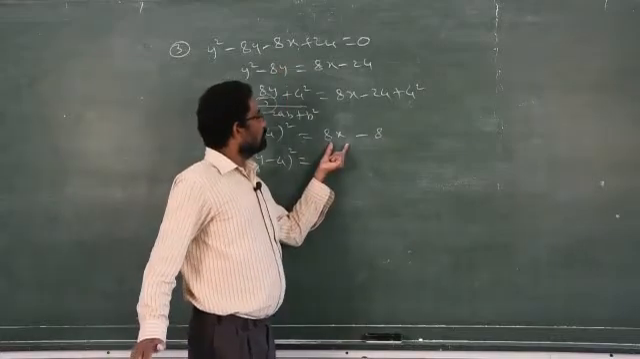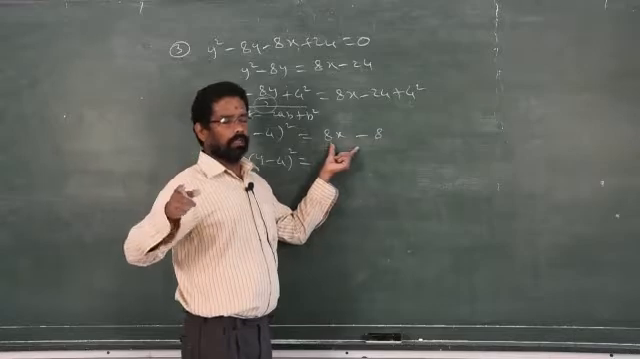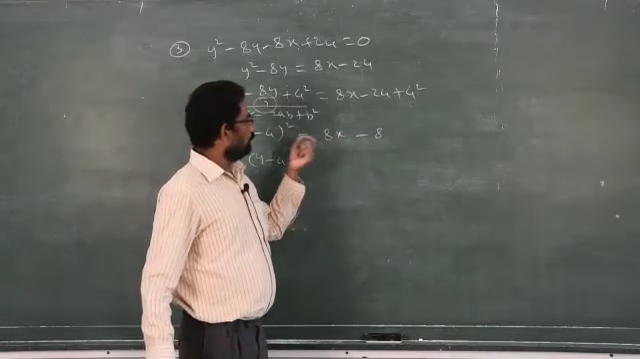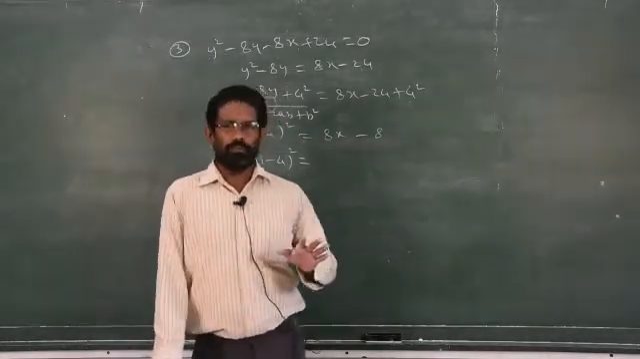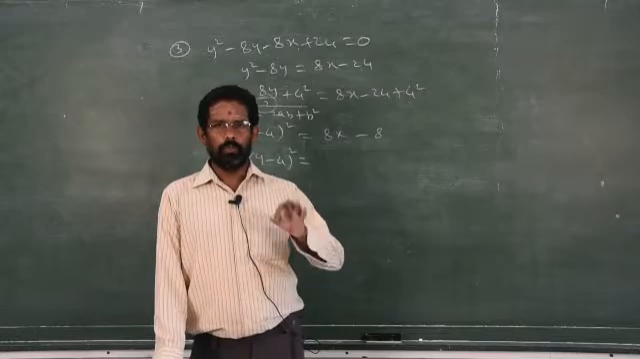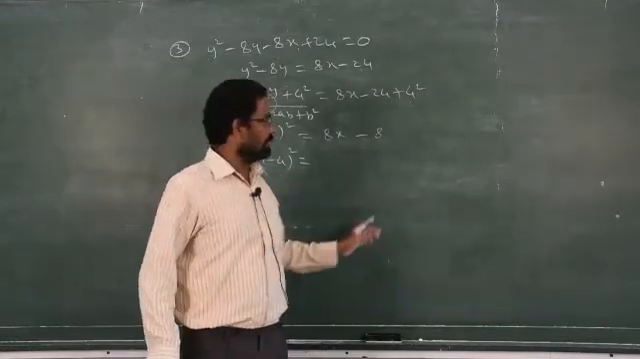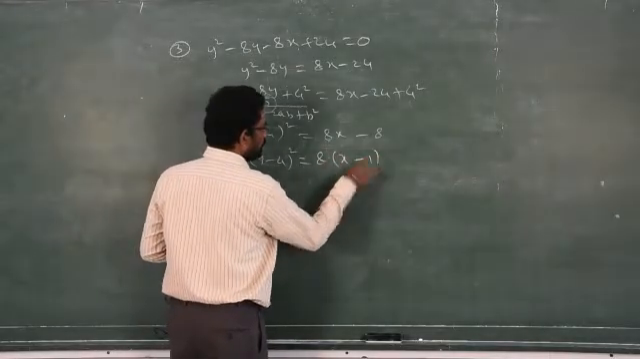So in this question, whether it is x square or y square, keep in mind that the variable on the right side should not carry a coefficient other than 1. It should be exactly 1, whether x or y. Here 8 is there, so you take 8 outside, and you will get x minus 1.